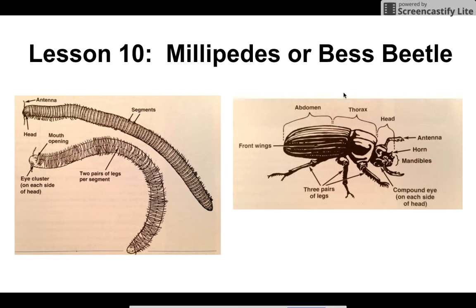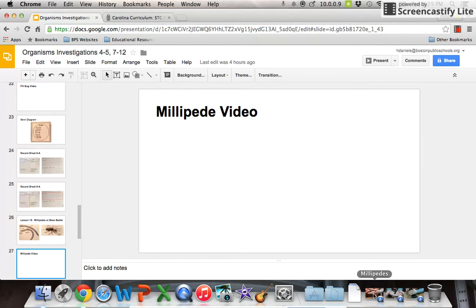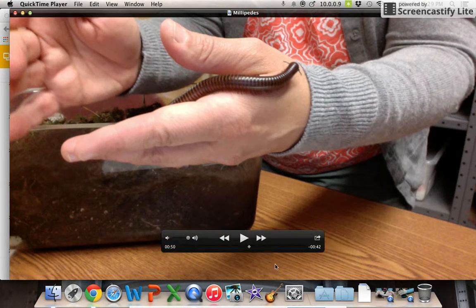In Lesson 10, students will compare another woodland animal to the pillbug. Depending on when you get the organisms kit, you will have either ordered millipedes or bess beetles. They are both amazing creatures, and your students will be happy to study either one of them. So here's a little video of some millipedes.